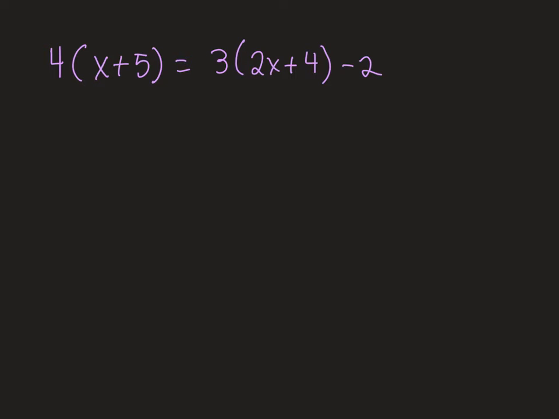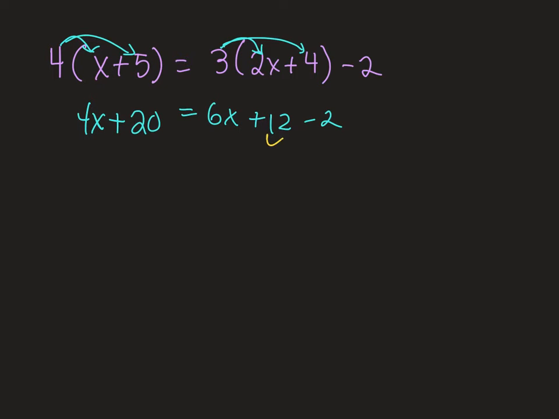All right, let's look at this one. We got a lot going on here. We got distribute on the left. We got distribute on the right. We've got this minus 2 here. So let's get started. 4x plus 20, when I distribute this 4, equals 6x plus 12, when I distribute the 3, minus 2. Now I need to combine chicken legs and get 10. 4x plus 20 equals 6x plus 10. Remember 10 because it's a positive 12 and a negative 2. 12 minus 2 is a positive 10.